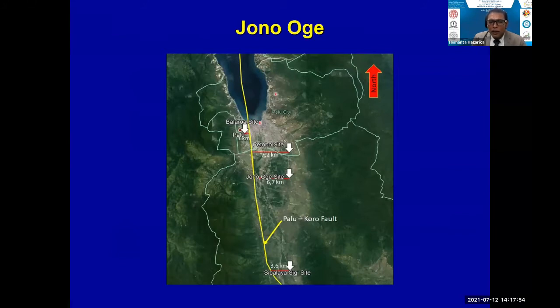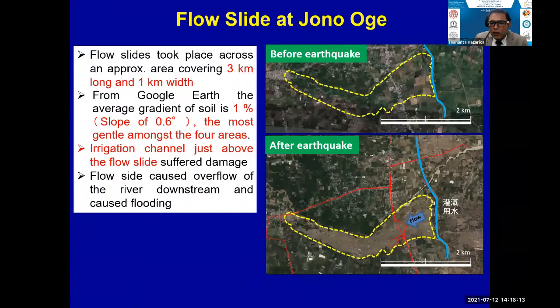Today, because of time, I'll just focus on two areas, Jono Oge and Sibalaya, where Jono Oge is located about 6.7 kilometers from this Palu Koro fault, and Sibalaya is located about 3.6 kilometers. So let me talk about Jono Oge first. This is the flow slide area. This is before the flow slide, before the earthquake. This is after the earthquake. Okay.